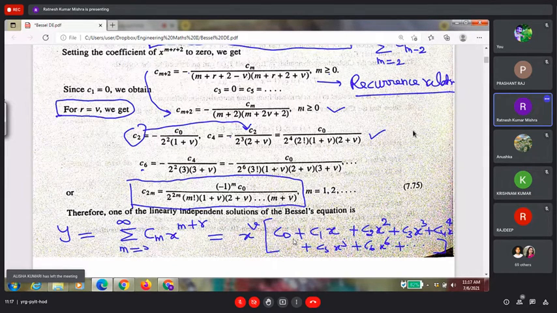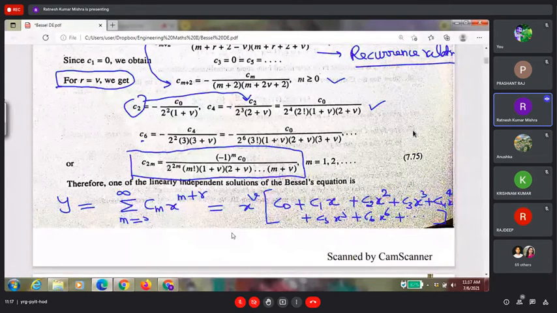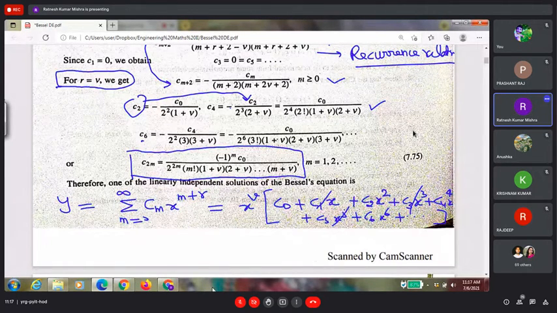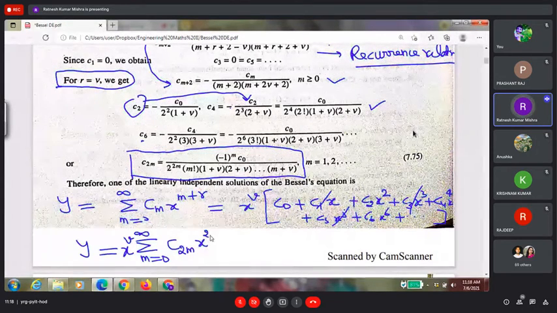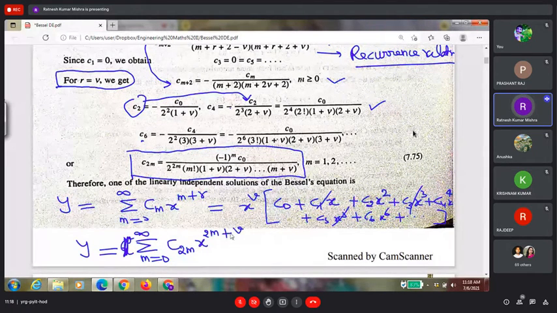Second thing, we know that c1 is 0. What is this term? 0. c3 is 0. c5 is 0. So therefore we can write our solution as summation m equal to 0 to infinity, with x to the power v outside, c2m x to the power 2m. If you want to keep it inside, keep it inside for now, and take it outside later.